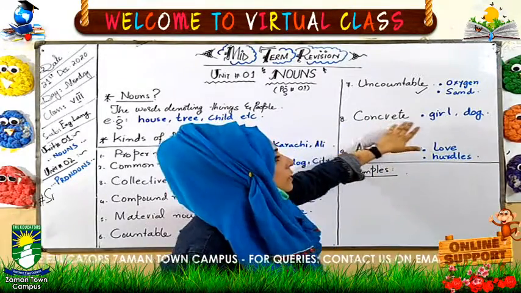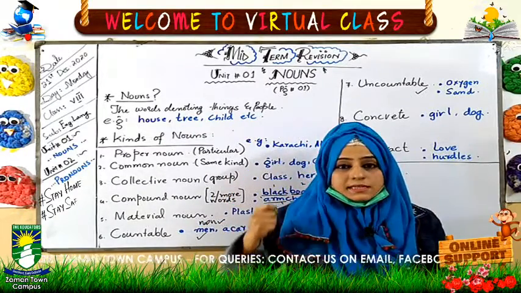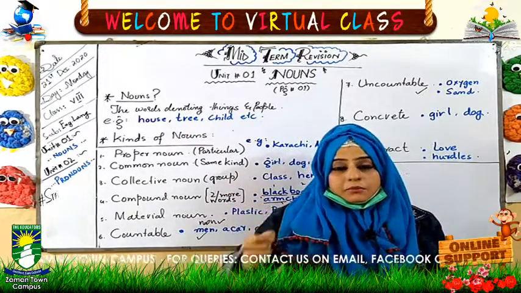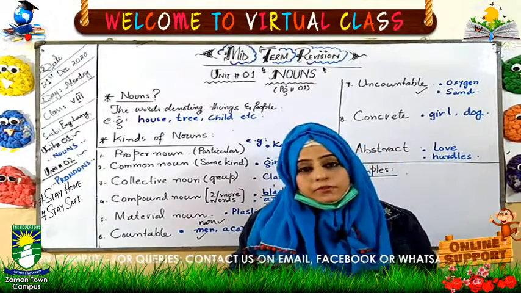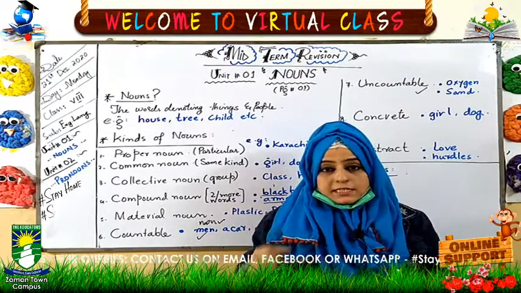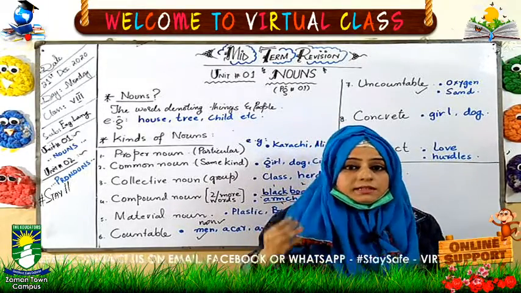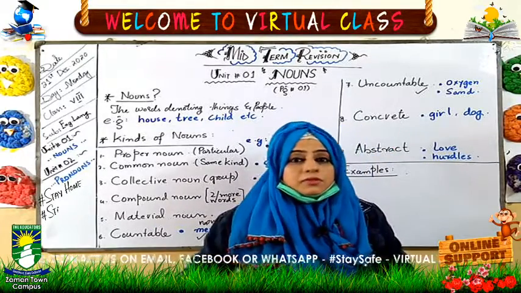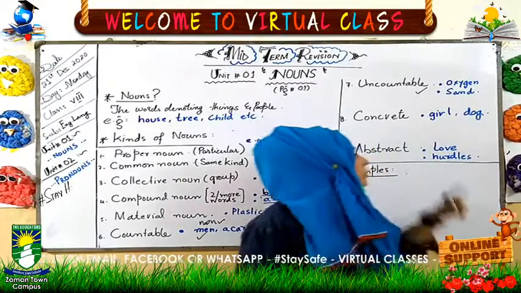Concrete noun. Girl, dog: it's about the things which you can see, feel or touch. The most important thing is that the physical appearance of the thing is there, so it would be concrete. The physical appearance of the object is mandatory. It would be concrete, which you can see, feel or touch. These are the three senses by which you can perceive it.